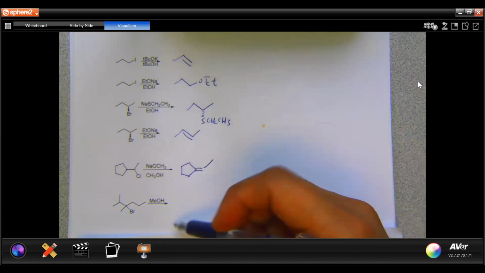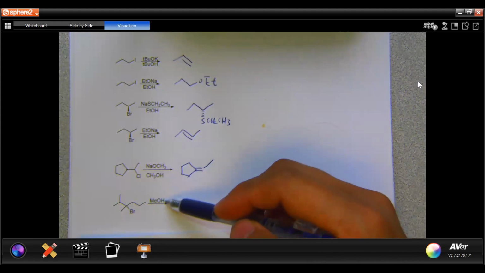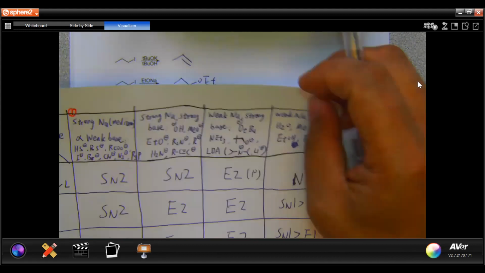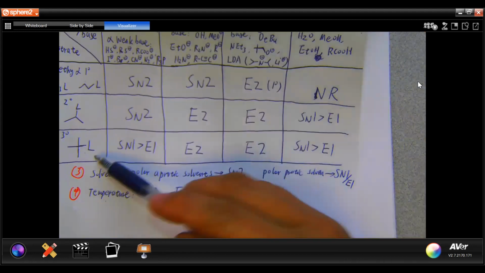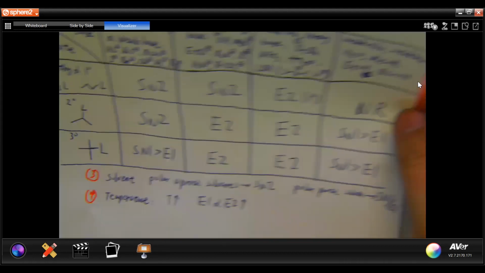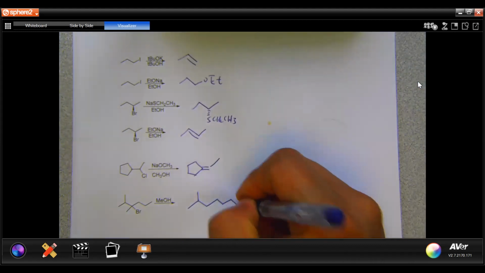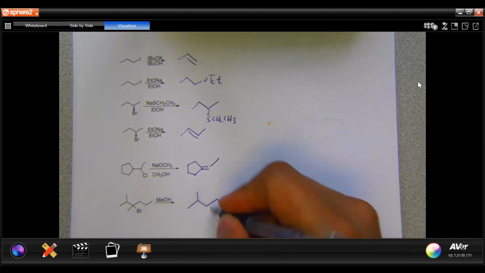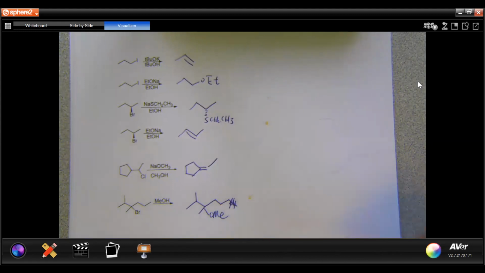And then the last one is a tertiary substrate, so no SN2 reaction. Here methanol is a weak nucleophile and weak base. So tertiary with a weak nucleophile and weak base means SN1 is the major reaction. That's how you use this chart to finish these types of questions.